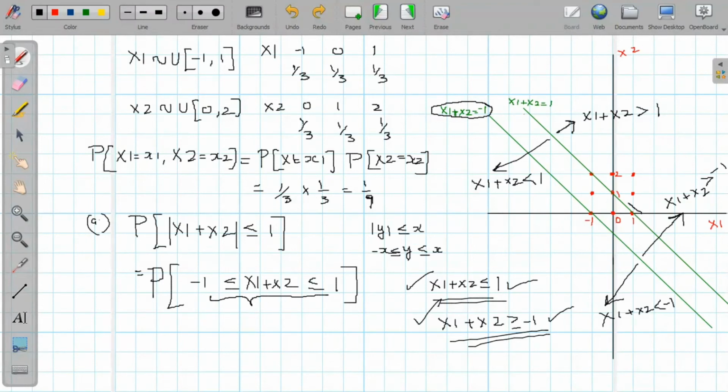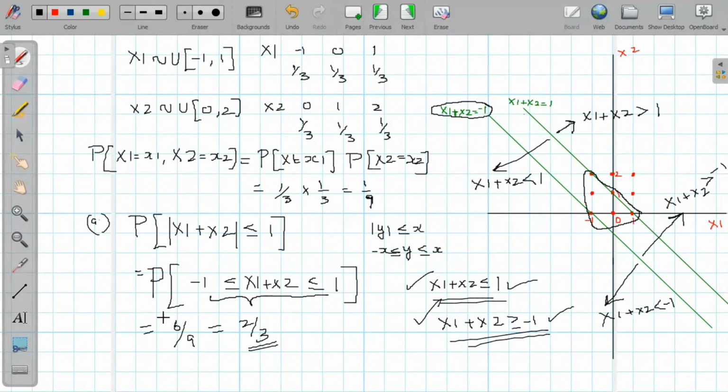So it will include all these 6 points that are lying in this region. The sum of the joint probabilities of these 6 points will be 6 by 9. So this probability will be equal to 2 by 3. So this is the desired answer for this probability.